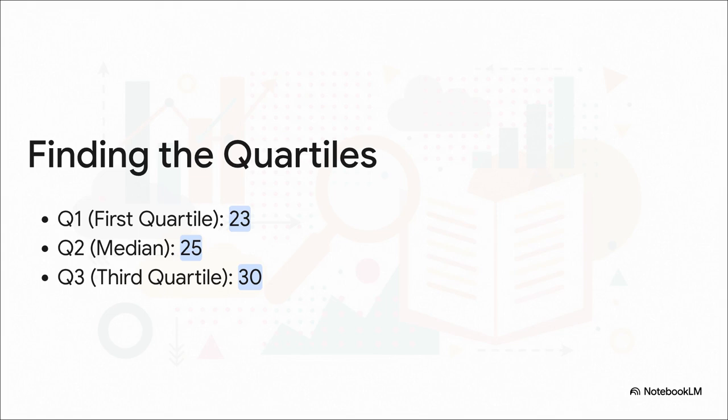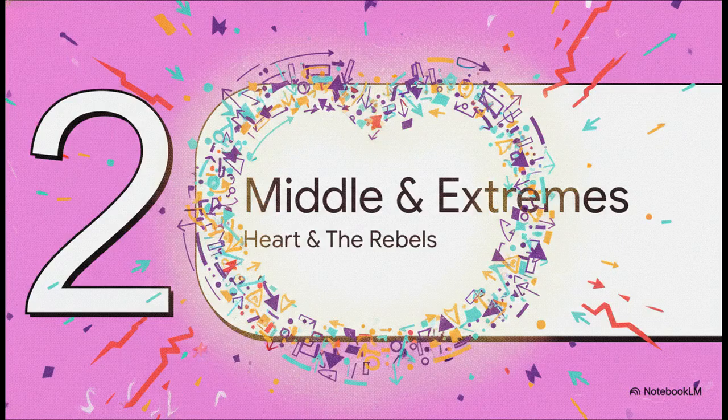To get Q1, we just find the median of the lower half of the data. See that? It's 23. To get Q3, we do the exact same thing for the upper half of the data, which gives us 30. And just like that, a story is starting to take shape. We now know that a quarter of these cities waste 23 gallons or less, and 3/4 of them waste 30 gallons or less.